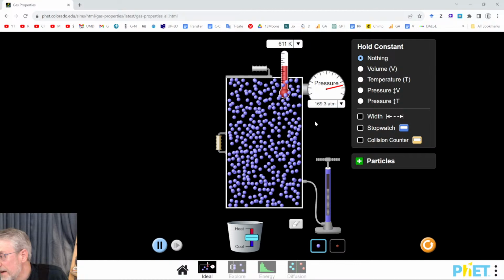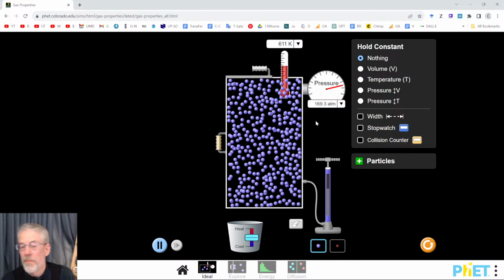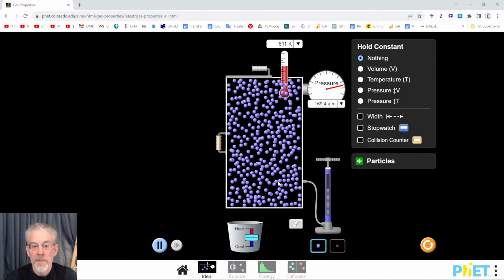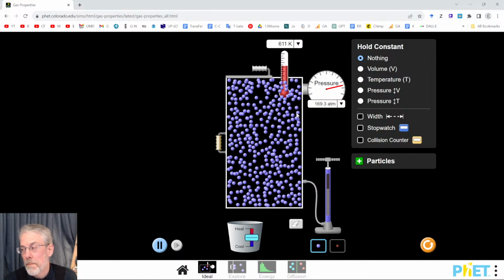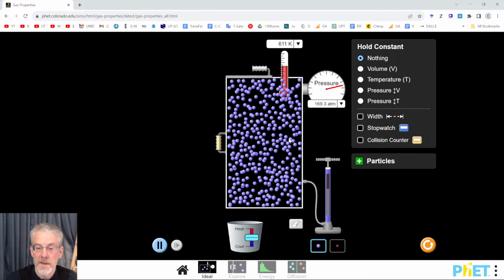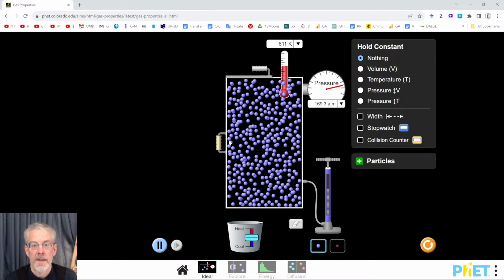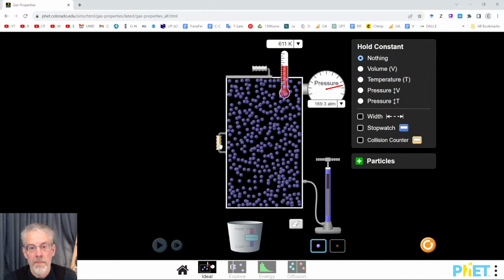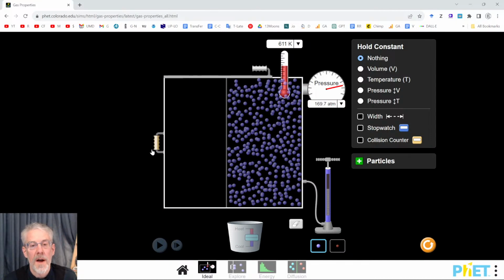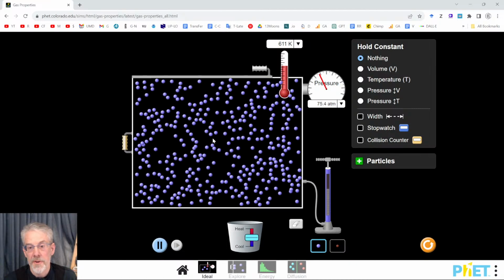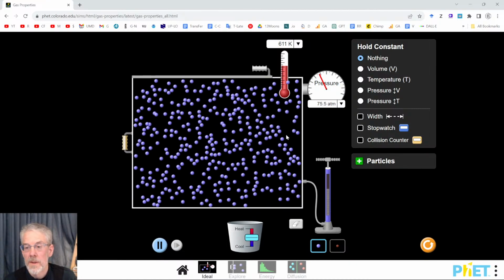Is temperature directly related to pressure? So as the temperature goes up, does the pressure go up? Yeah, definitely. So it is a direct relationship. If the volume goes down, the pressure goes up as well.